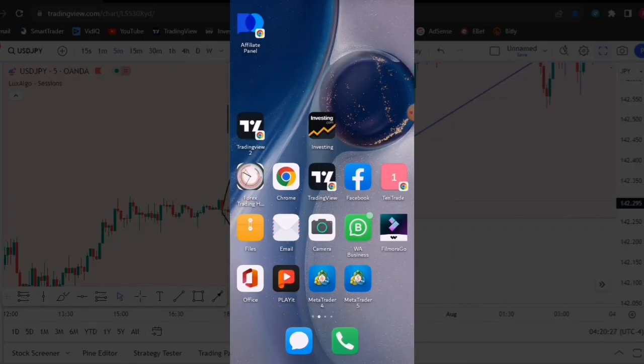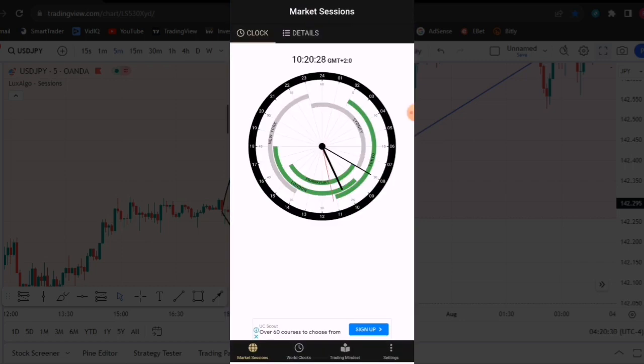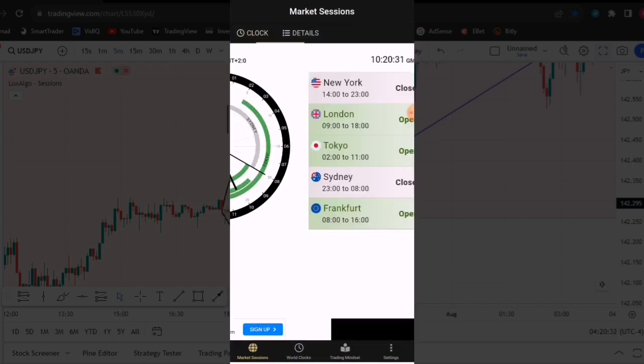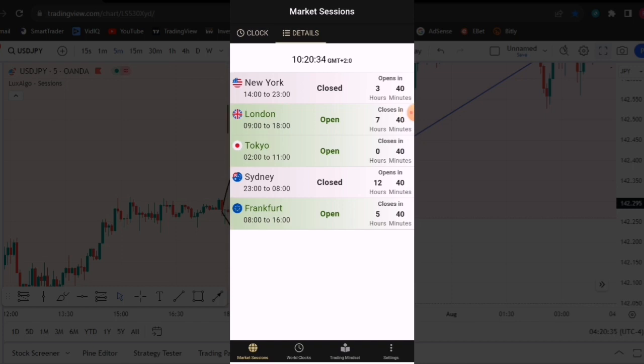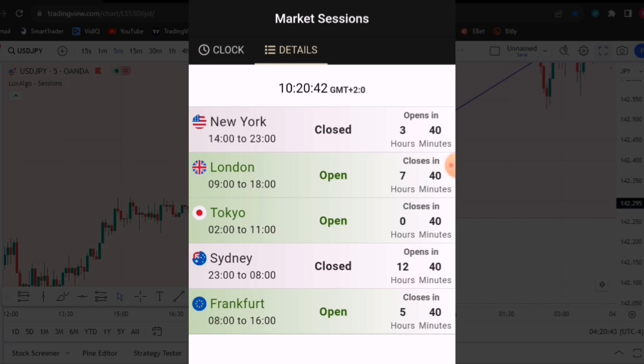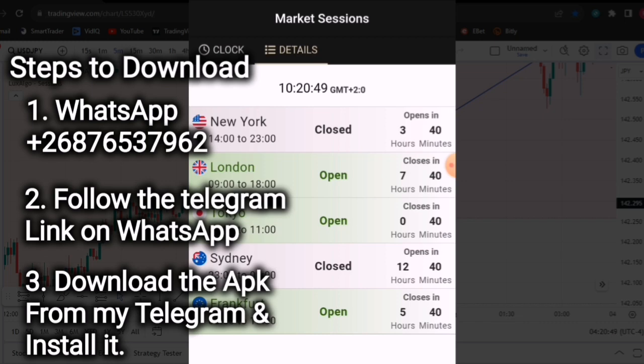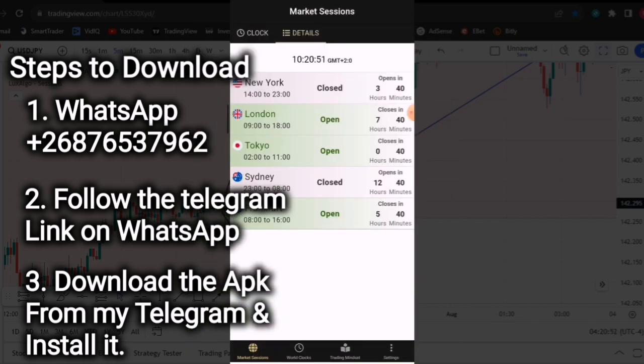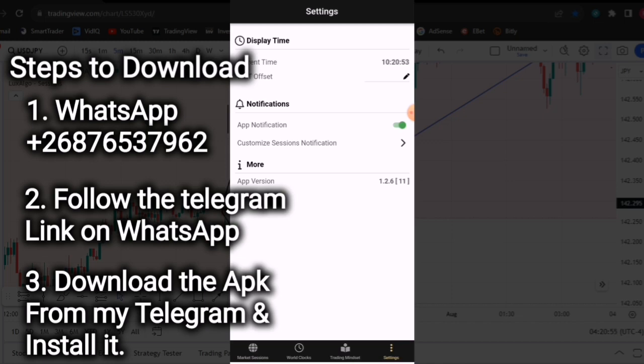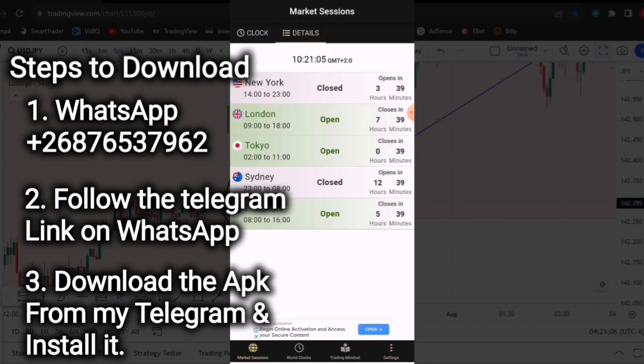To give you extra information for those who are on mobile, it is wise that you have this Forex clock, this one. It is an Android application. Once you have downloaded it, when you come to the details right here, it shows you when each and every session closes and opens. You will also have to go to the settings and set your current time. For me, it's GMT+2, so I select GMT+2, and then I come back to the market sessions.